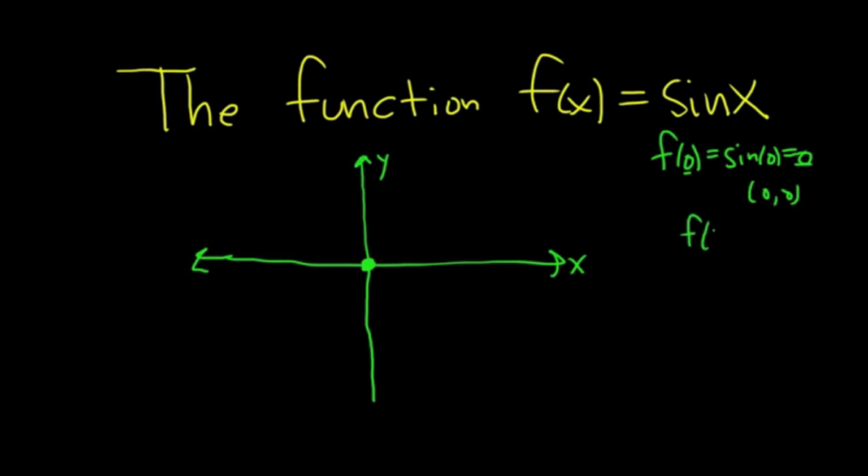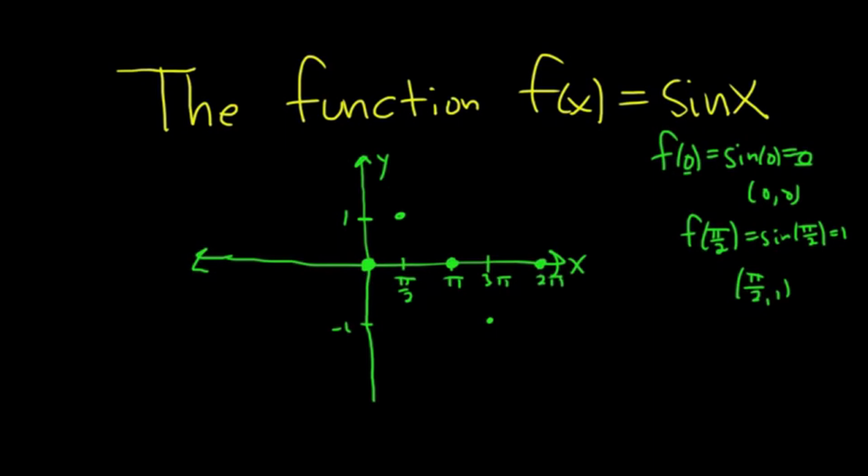If you do f of pi over 2, you get the sine of pi over 2, which is 1. So you get pi over 2, comma 1. At pi over 2, this is pi over 2 here, you get 1. Then at pi, you get 0. At 3 pi over 2, you get negative 1, so we're down here. And then at 2 pi, we get 0 again.